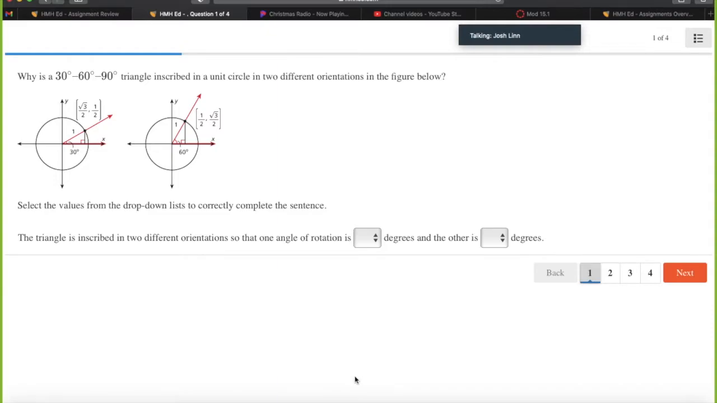All right, here we are on lesson 15.2, our second trig check on learning. So let's just jump right in.